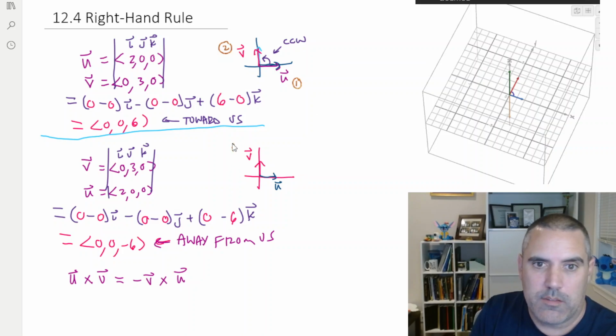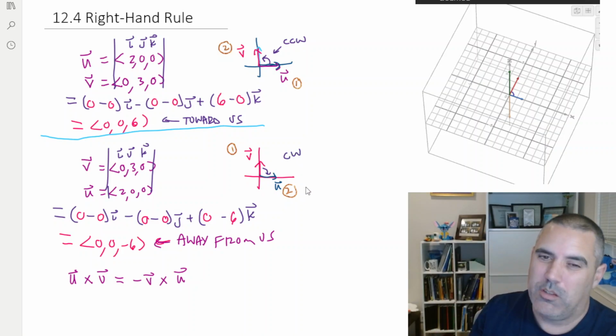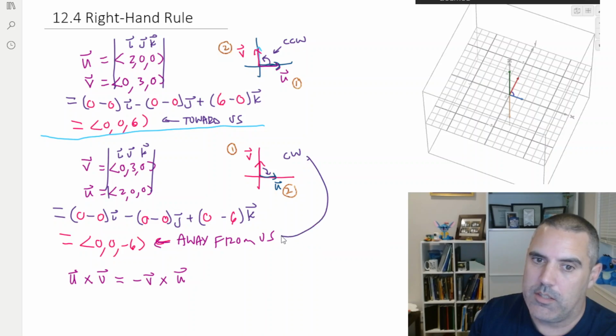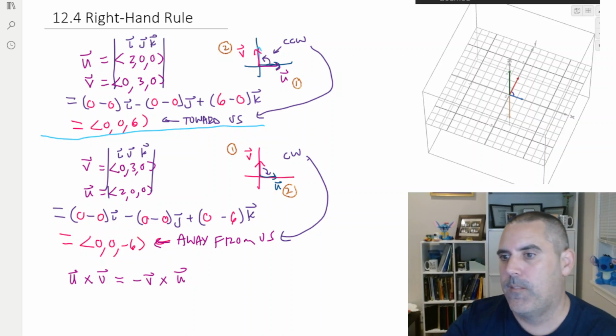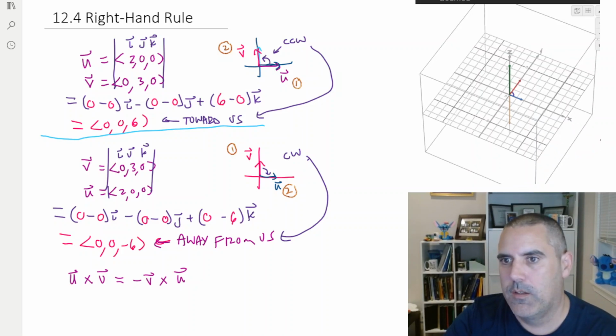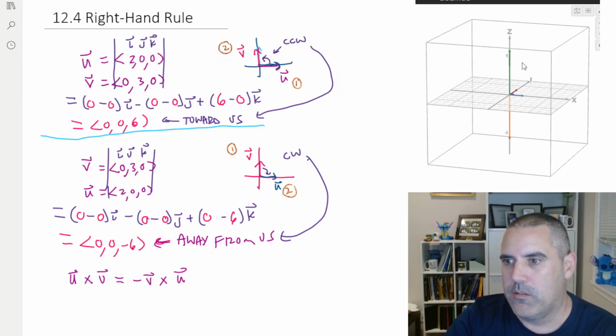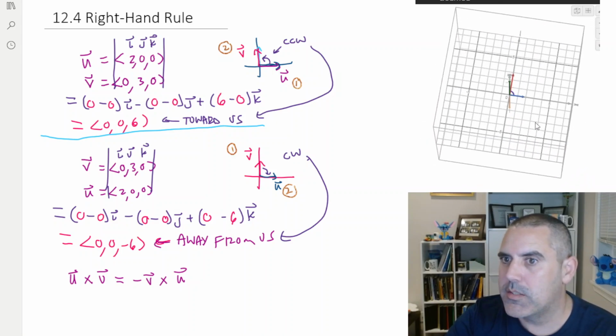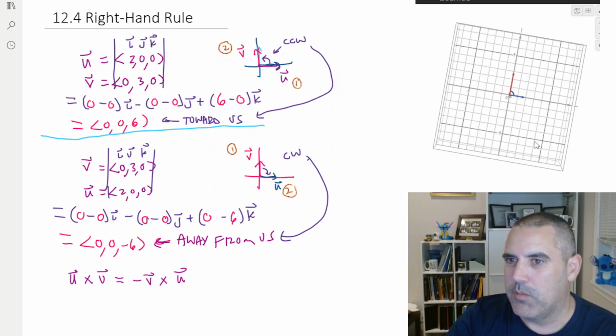This time we were going this first and this second. So in my mind, I think of it as going this way, which is clockwise. If it's clockwise from our perspective, then it's away from us. If it's counterclockwise, it's towards us. And those are the two vectors that you see here. So the yellow vector was away from us, and the green vector was towards us.